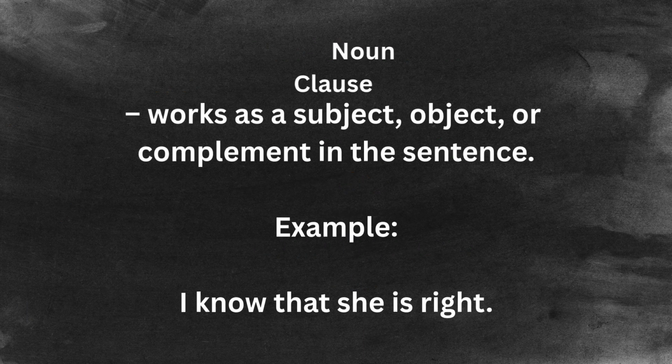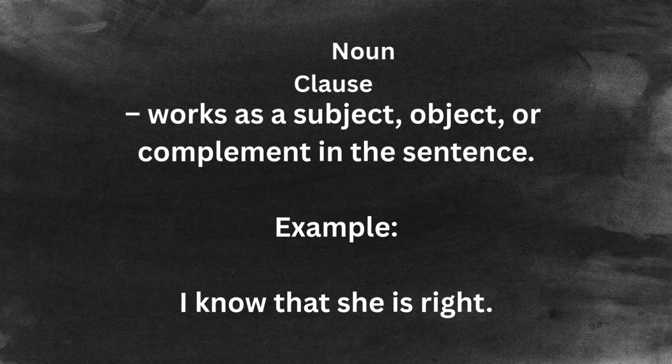What is a noun clause? It works as a subject, object, or complement in the sentence. Example. I know that she is right. Identify the main clause. Main clause: I know. This is a complete idea. Identify the subordinate clause. Subordinate clause, noun clause: that she is right. This part works as the object of the verb know.